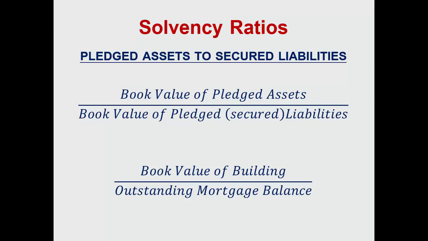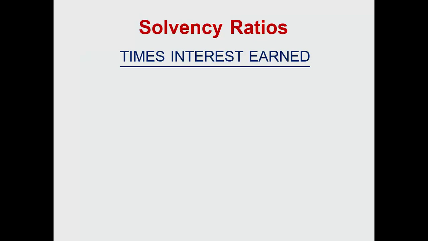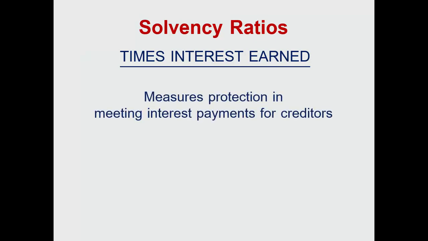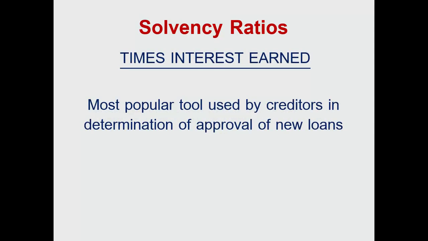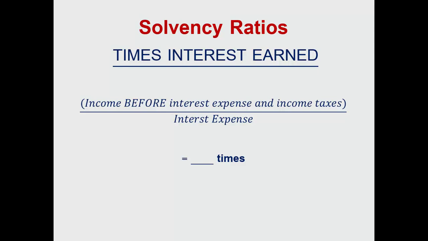Pledged asset to secured liabilities. Times interest earned. This is a measurement of protection in meeting interest payments for your creditors. So the higher is better, and banking institutions will be very concerned with this ratio for companies applying for loans. Because if you can't meet your current interest payments, they're not going to loan you any more money.